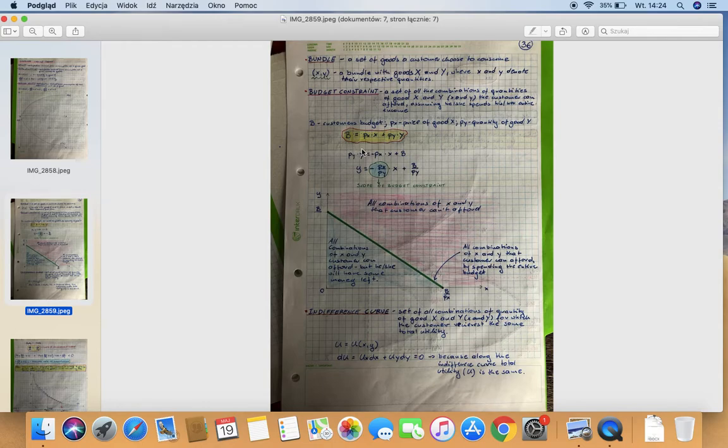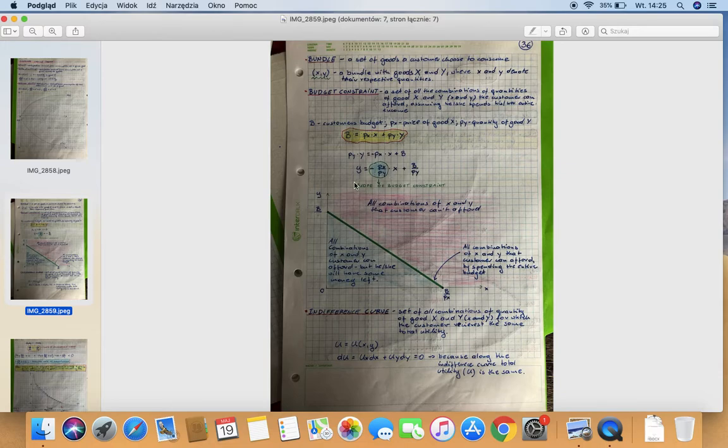Okay, now this equation we can very easily rewrite in a way that will allow us to draw it. If I move Px times X to the other side of the equation and divide both sides by Py, I get Y as a function of X. And what you see over here, this negative Px over Py, is the slope of this line. We see it has a negative slope.